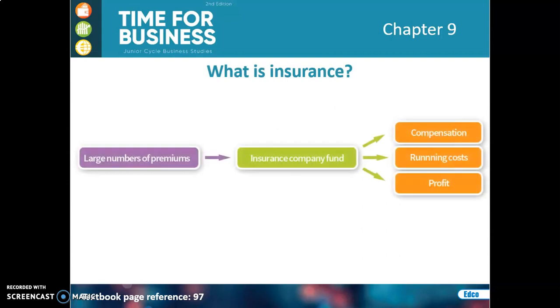So the way it works is you have an insurance company which gathers together a large amount of premiums from thousands of customers. They put that money into an insurance fund, and from that fund, they pay out compensation to the unfortunate few who have an accident, and then they will pay out running costs as well because they'll have their own wages and electricity and heating and all that, and then what's left will be profit for the insurance company.